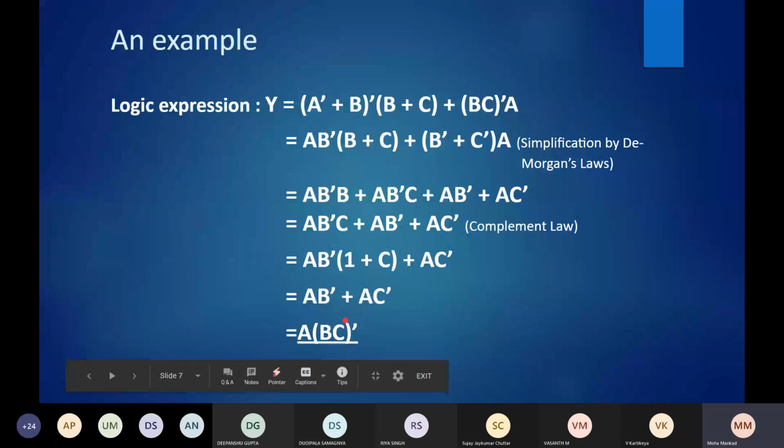So if you are told to implement this thing, this would be obviously easier. It will require less components, and it is called an optimized solution. Like minimum number of gates and muxes will be used to implement this thing. So this is the importance of Boolean algebra.